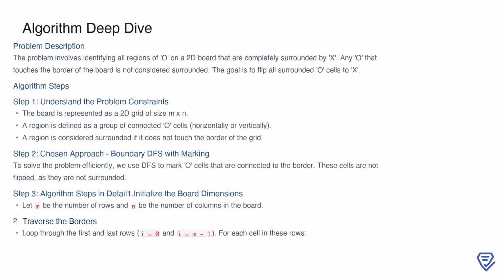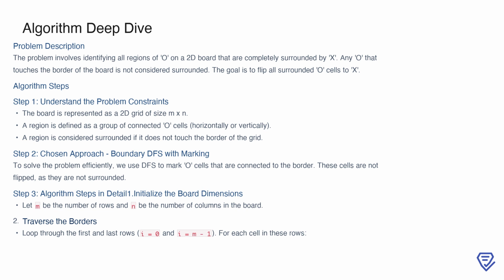This problem challenges us to identify and modify regions of O on a 2D board that are completely surrounded by X. Importantly, any O that touches the border of the board is not considered surrounded, meaning it should remain unchanged. The goal is to flip all surrounded O cells to X while preserving the unflippable ones.